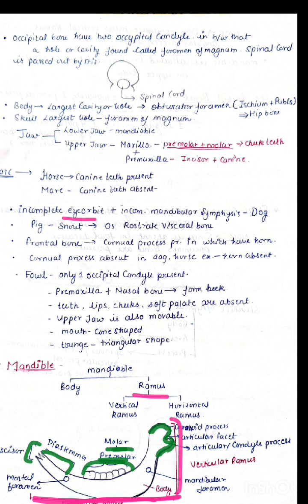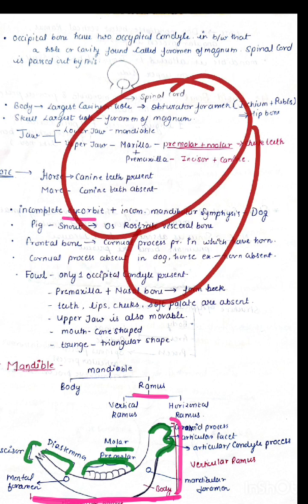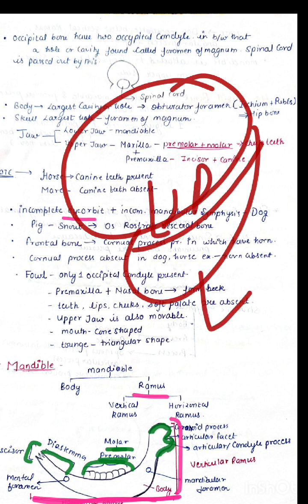Now we come to the jaw. The jaw is formed of two types: lower jaw and upper jaw. For example, this is our skull and this is the jaw. This is divided into the upper jaw and this is the lower jaw.